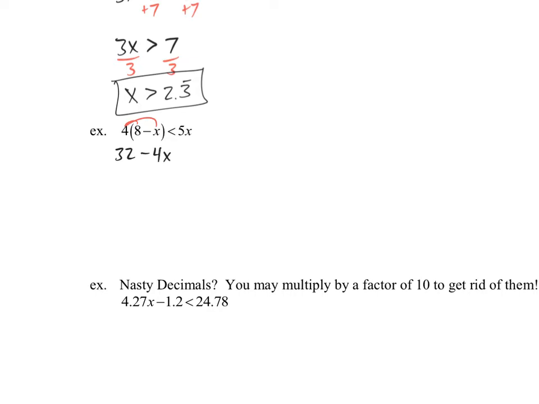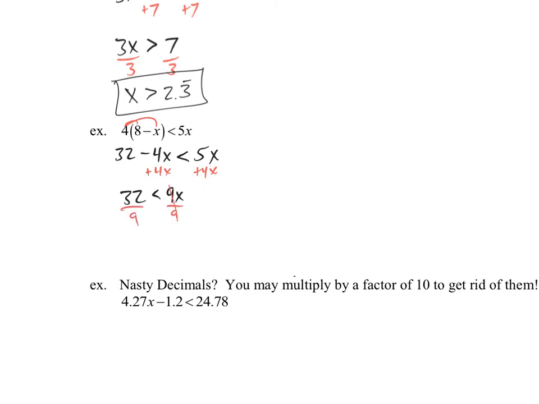Is it still less than? Yep, because I didn't multiply or divide both sides by a negative. So I have my 5x. Next step is to? Perfect. So if I do the plus 4x, it gives me 32 is less than 9x. Last step, divide by 9.